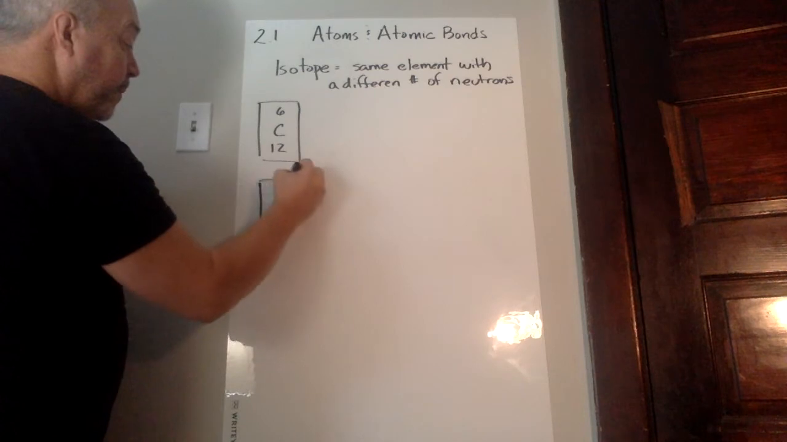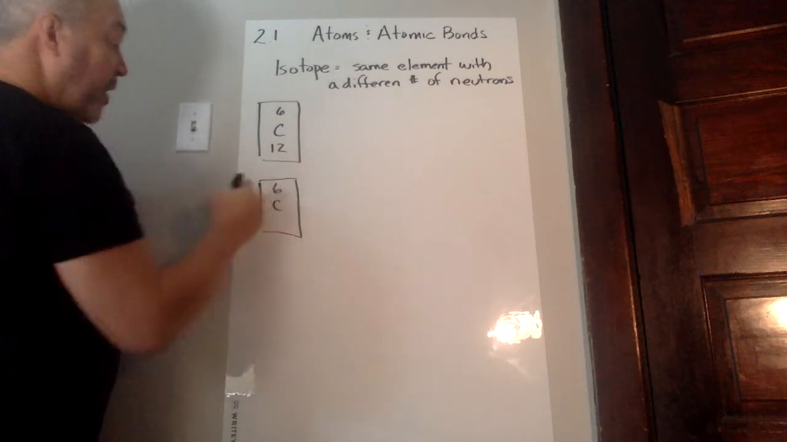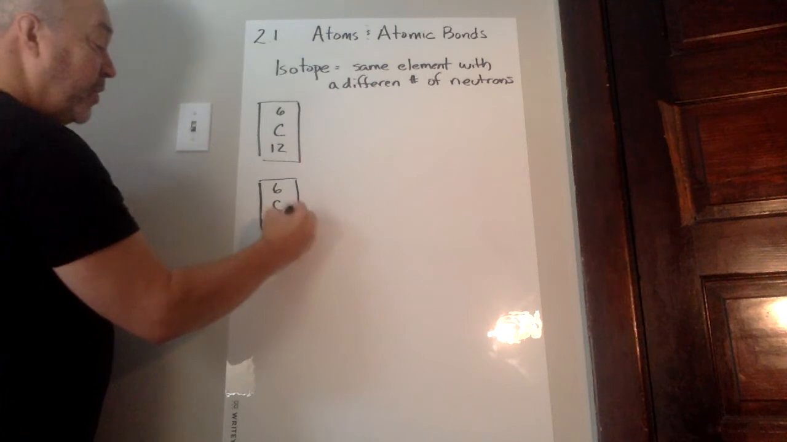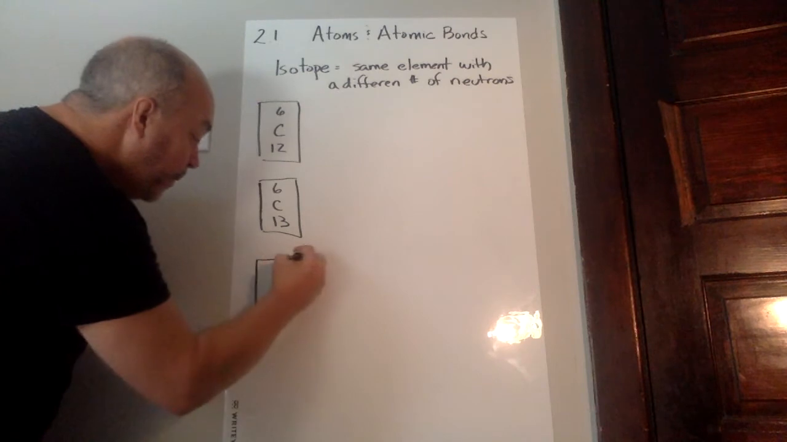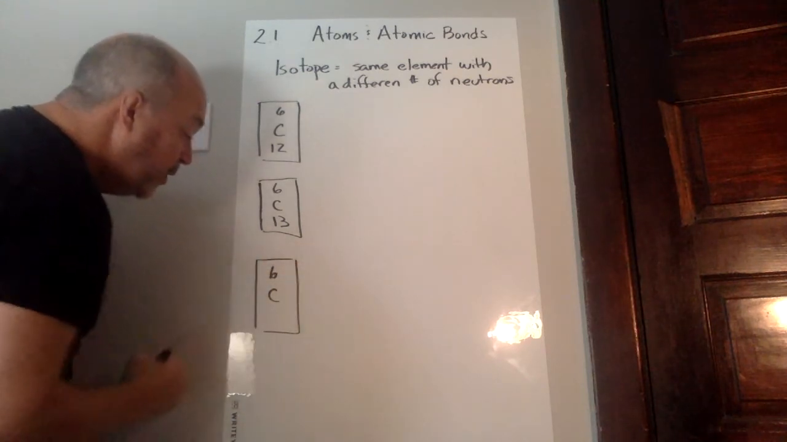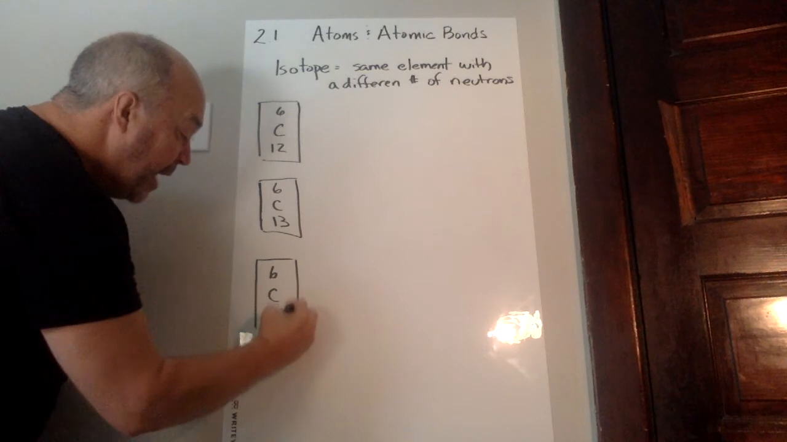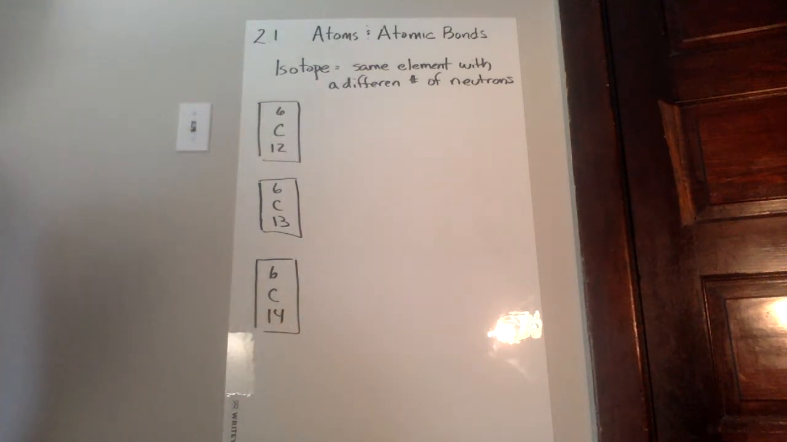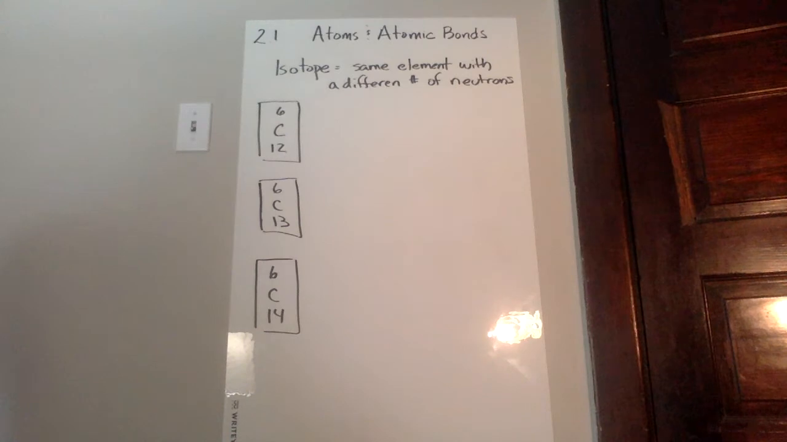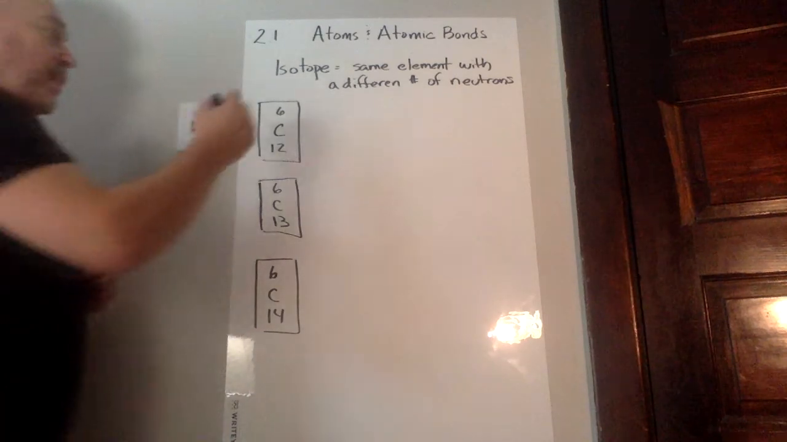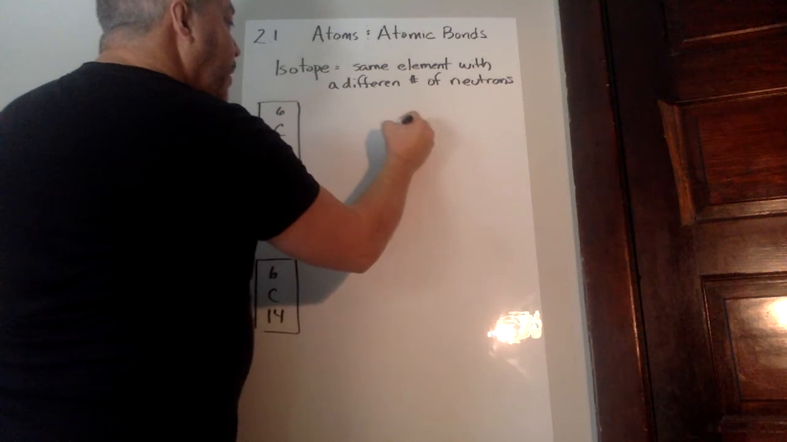Some carbon will have an atomic number of 6. Notice that has not changed, but the atomic mass is now 13. Some carbon will still have a total of 6 protons, but now the atomic mass is 14. This is why there's a decimal point in the atomic mass. The atomic mass is actually a weighted average of all of the different proportions of these different forms of carbon that can exist. And so if we were to draw these, we would still have our 6 protons.